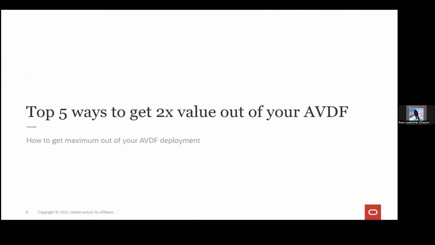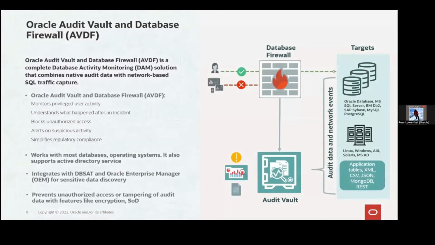Okay, so let's look at our top 5 ways to get value out of our system. All right, you probably are all aware by now, Audit Vault and Database Firewall, as the name implies, allows you to gather data in 2 different ways. You have an audit component, which has an audit agent, which pulls the audit trail out of almost anything that can produce an audit source.